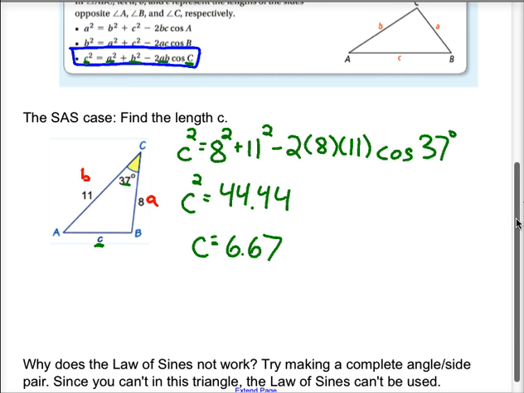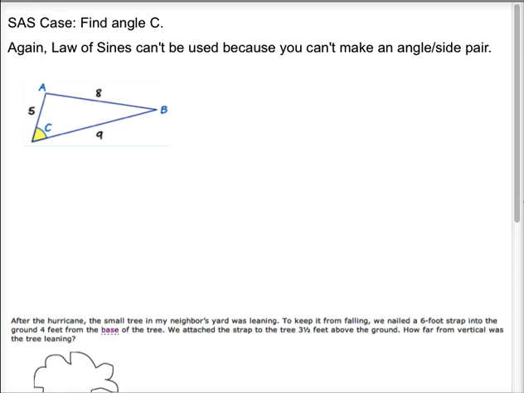Now, I would use law of sines if I could, because the setup for that is easier. However, if you can't make an angle side pair, that's when you have to default to the law of cosines. So let's try another one.